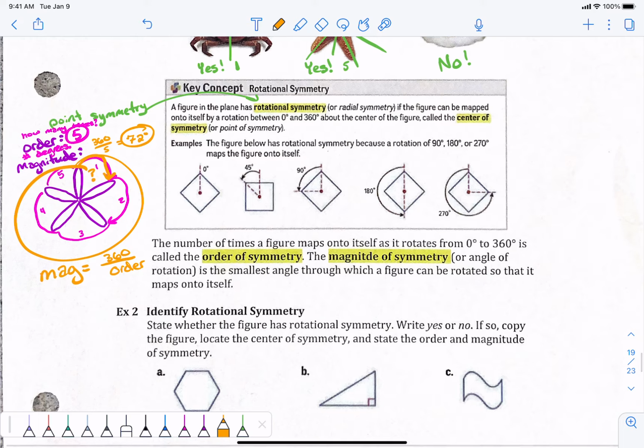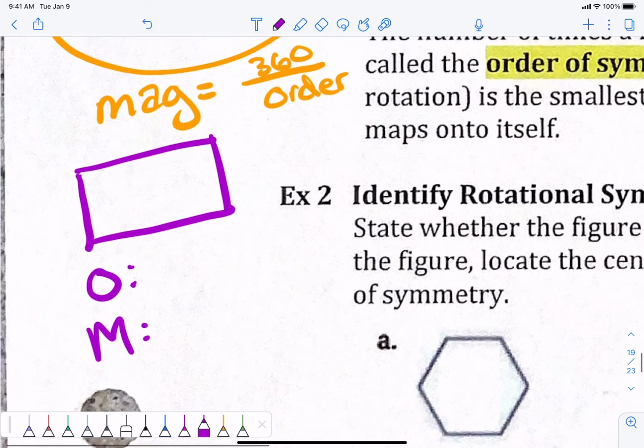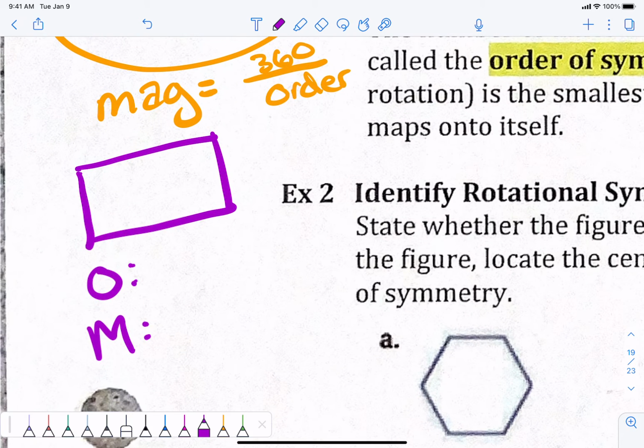Let's do a rectangle, like a sheet of paper. Okay? So I have a rectangle, and we have order and we have magnitude. If I rotate that rectangle, does it have rotational symmetry? Will it map on top of itself? Let's say I rotate it 90 degrees. Will it map on top of itself? No, because it'll be up and down like this, right? But if I rotate it 180 degrees, like half of a turn, yes, it will.